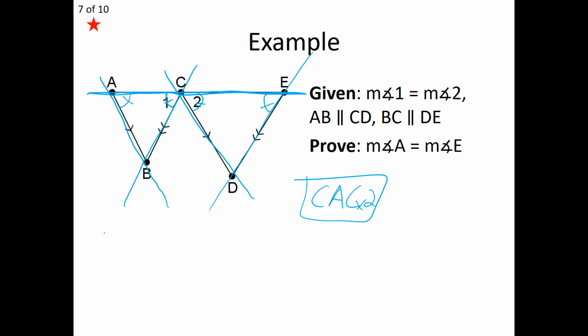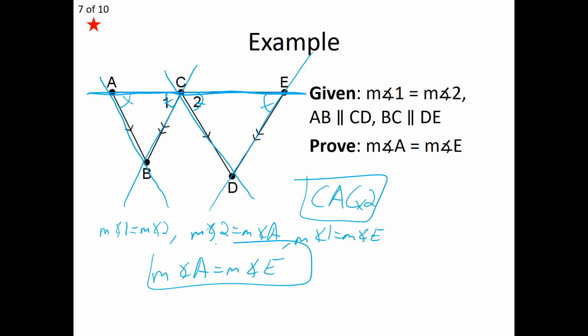So this is what we have so far. We're given that the measure of angle 1 is equal to the measure of angle 2. By the CAC, we were able to say that the measure of angle 2 is equal to the measure of angle A, and we also, again by the CAC, determined that the measure of angle 1 is equal to the measure of angle E, which means by a very big happy family of transitivity, I can prove that the measure of angle A is equal to the measure of angle E, and there we have it, QED.